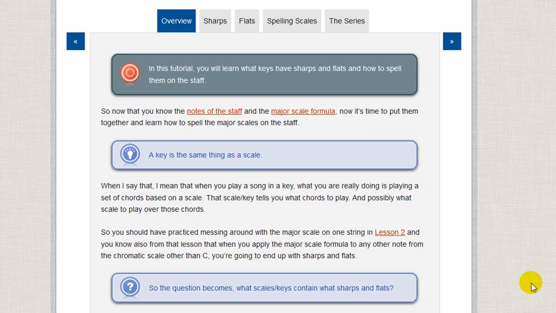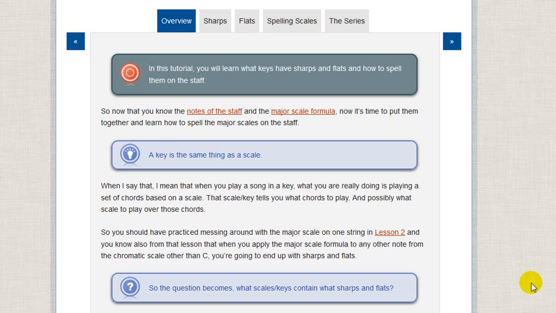Hey everyone, today we're going to talk about the order of sharps and flats, and basically figuring out what keys, or what scales, what major scales contain what sharps and what flats. Now when I say key and scale, they're really the same thing. For example, if you play in the key of C, then you are playing chords built from the C major scale. So whenever I say key, think scale and vice versa.